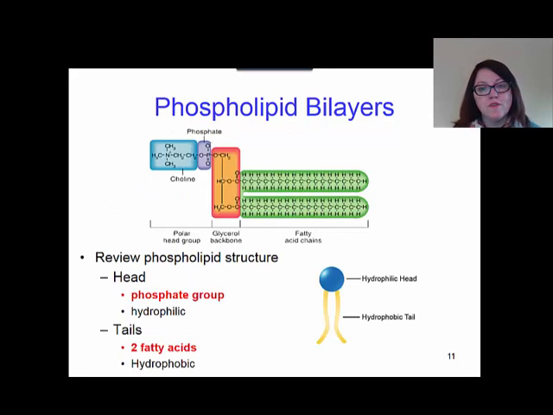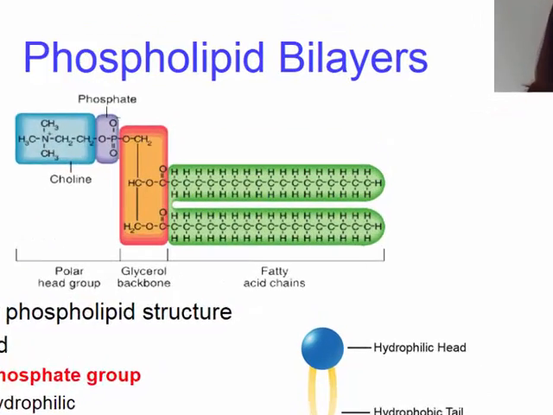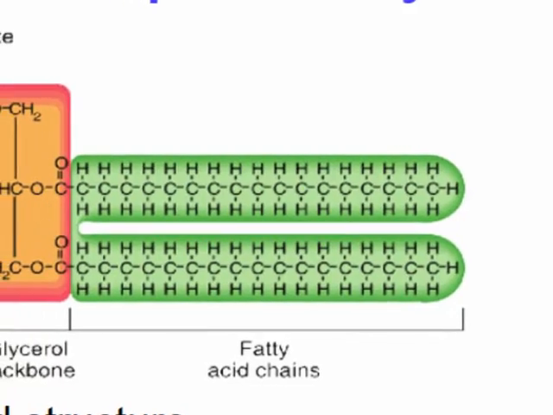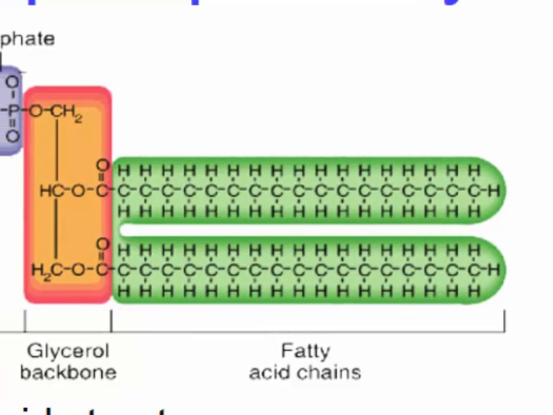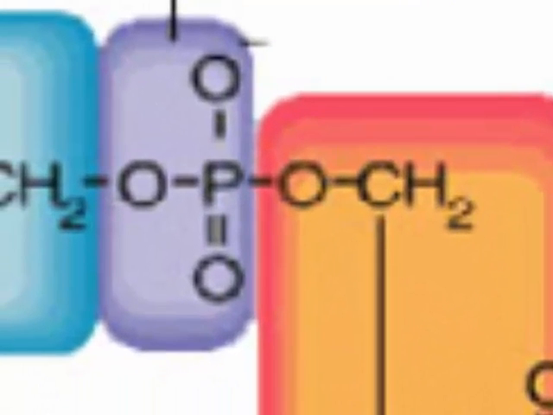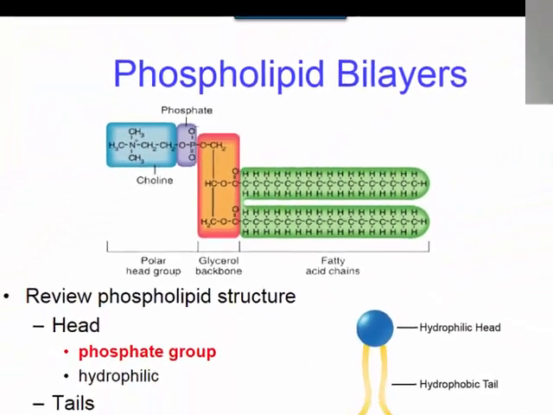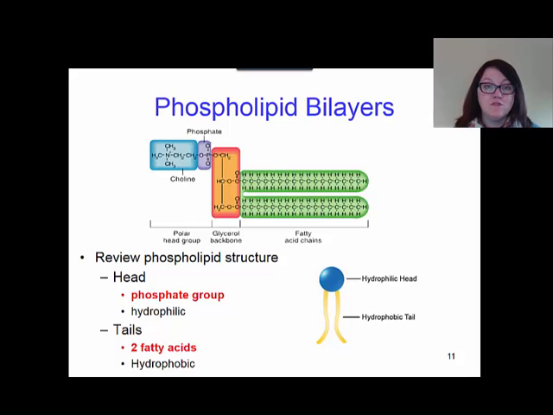So let's review the structure of a phospholipid. A phospholipid has two fatty acid chains. And these fatty acid chains are long chains of carbons and hydrogens. And those fatty acid chains are attached to a central group, and then that central group is also attached to a phosphate group. So that's where the term phospholipid comes from, the fact that the phospholipid has phosphate. Phosphate contains the elements phosphorus and oxygen.